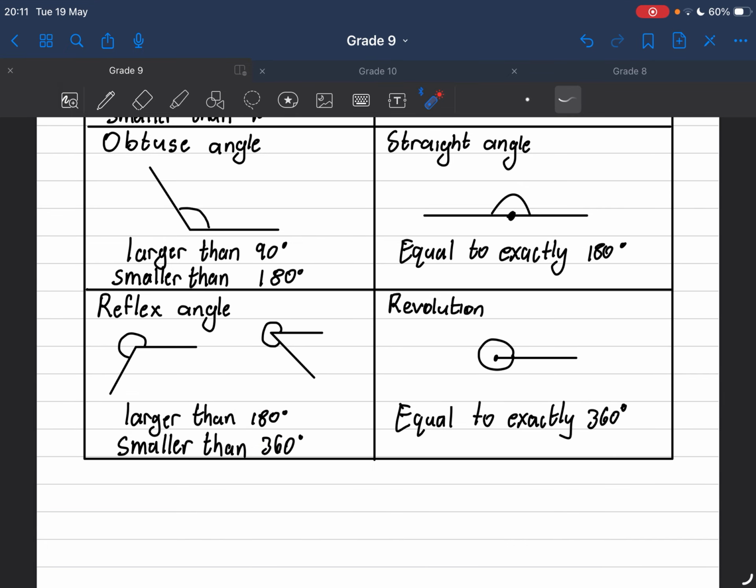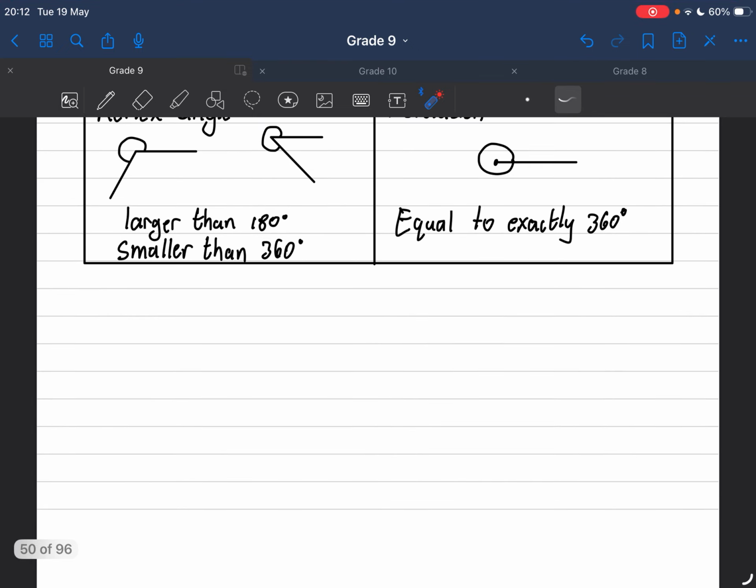I'm gonna do an example of turning an angle now, and we're gonna see what that looks like. And a revolution is exactly 360 degrees. Now let's see what that looks like. If you imagine rotating this red line, when you rotate it, you start at 0.